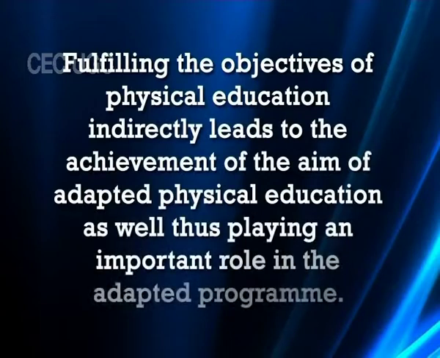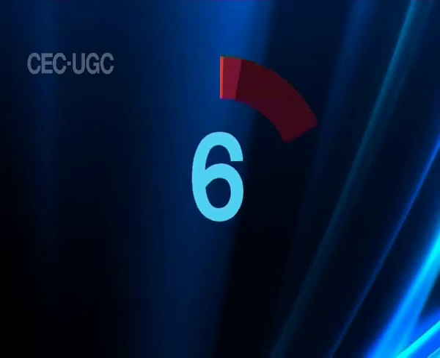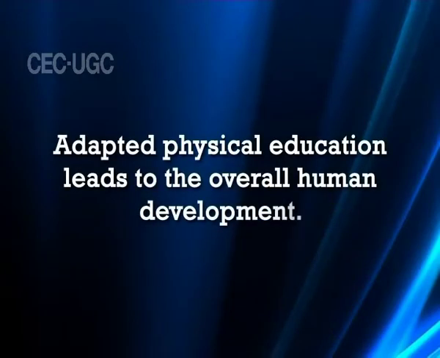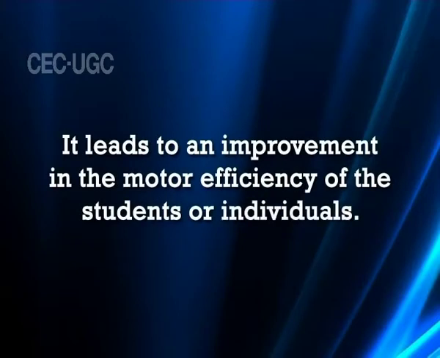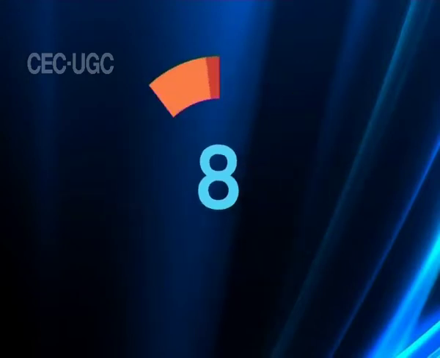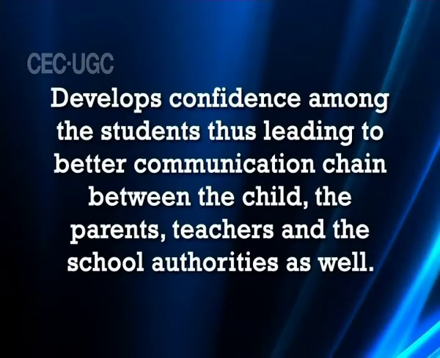Fulfilling the objectives of physical education indirectly leads to the achievement of the aim of adapted physical education as well, thus playing an important role in the adapted program. Adapted physical education leads to overall human development. It leads to an improvement in the motor efficiency of students or individuals, and develops confidence among the students, thus leading to a better communication chain between the child, the parents, teachers, and the school authorities as well.